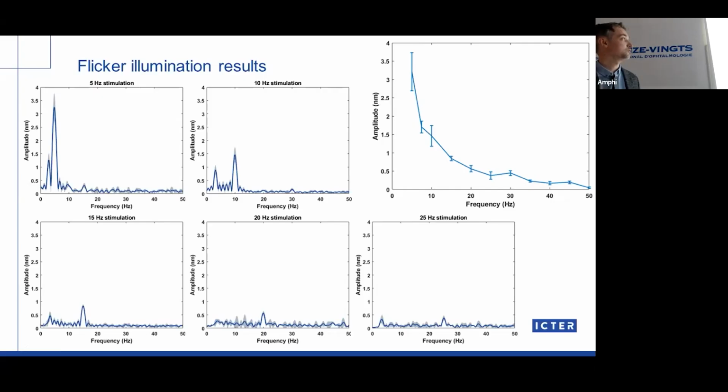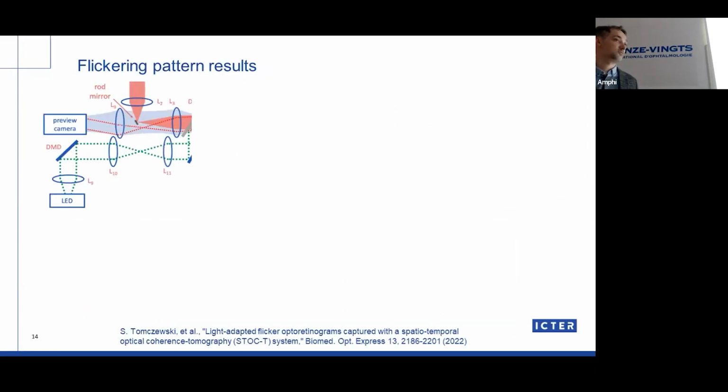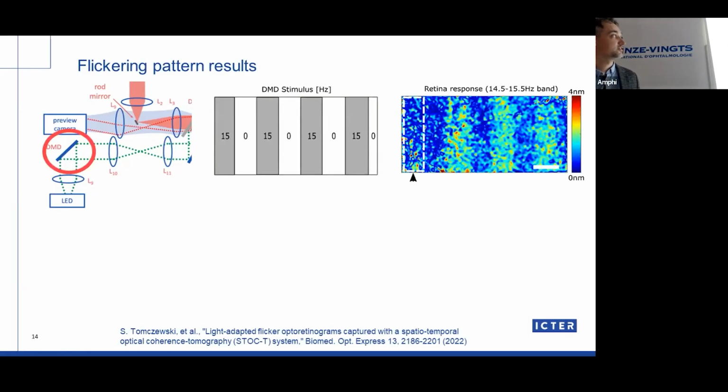Then we tried to check if we can actually separate these responses spatially. So we used the DMD to project stripes. First we projected vertical stripes of 15 hertz separated by an area that was not flickering. And then we analyzed the signal in each pixel separately, and we bandpass filtered the response around the frequency of the stimulus, and we display the amplitude. So we nicely recovered the responses in the areas that were illuminated. Here we had some problems due to vignetting in the measurement.